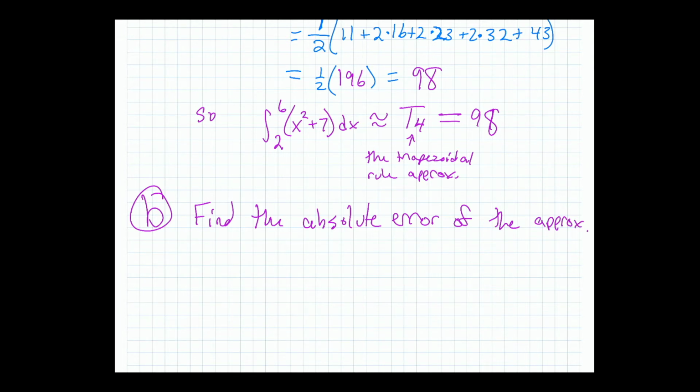All right, so remember how to do this. You need to know the approximation and the real thing. So, right, the approximation is 98. The true value is the actual integral from 2 to 6 of x squared plus 7 dx.